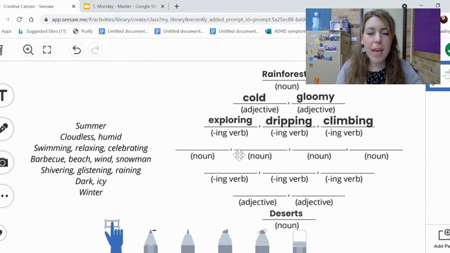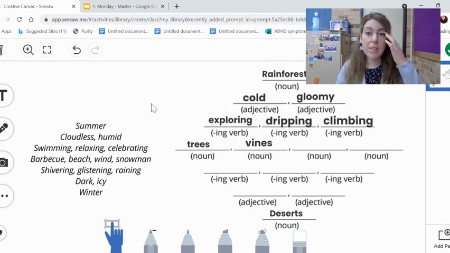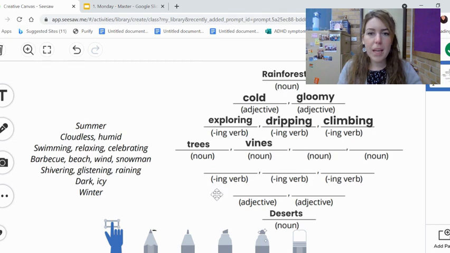Now I need to think of two nouns. Remember, a noun is a person, a place, or a thing related to rainforest. So I'm going to put trees. And I'm also going to put vines. Two things you can touch relating to rainforests. Now that's where the part about rainforest stops. And this is where you switch over to deserts. So you need to think of two nouns relating to deserts, then three verbs, action words ending in ing relating to deserts, and then two describing words, two adjectives for deserts.